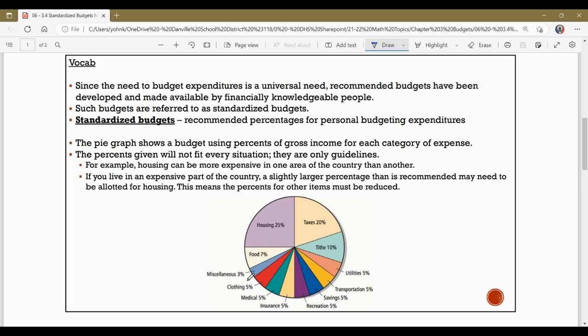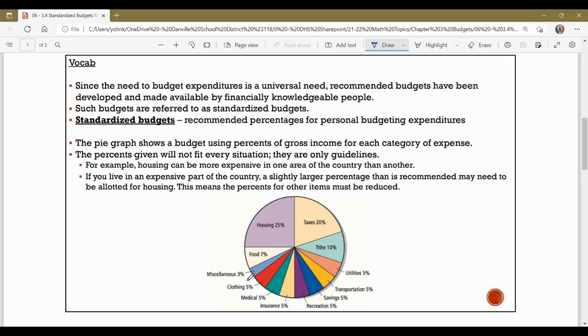And so this doesn't mean that you can't spend more or spend less of your income on these items, but these are the recommended percentages. For example, housing in Danville is going to be a lot cheaper than housing in the city of Chicago. Clothing in rural towns is going to be maybe less plentiful and more expensive than clothing in big towns because there isn't as much of it.